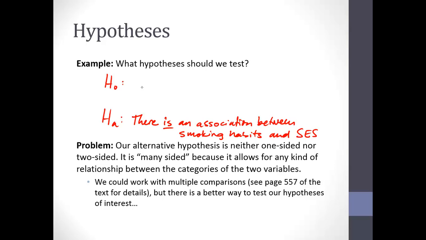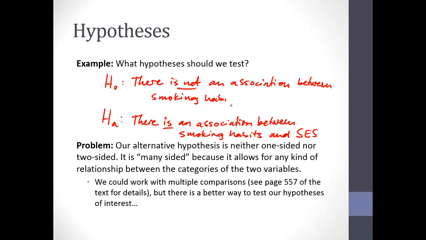Exactly right. Thank you, Lisa. There is not an association between these two things. So our alternative hypothesis, what we want to show, is that there is a relationship or an association. And then the null hypothesis, the opposite of that, says that there is not an association between smoking habits and SES, or whatever two variables you're looking at.